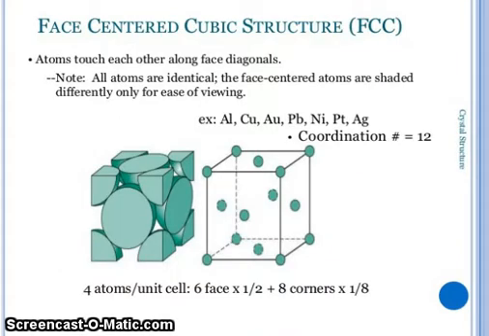Face-centered cubic structure, FCC. Atoms touch each other along face diagonals. So friends, face-centered cubic structure. Atoms touch each other along face diagonals. All atoms are identical. The face-centered atoms are shaded differently only for ease of viewing. Aluminum. 4 atoms per unit cell, 6 faces times half plus 8 corners times 1/8.